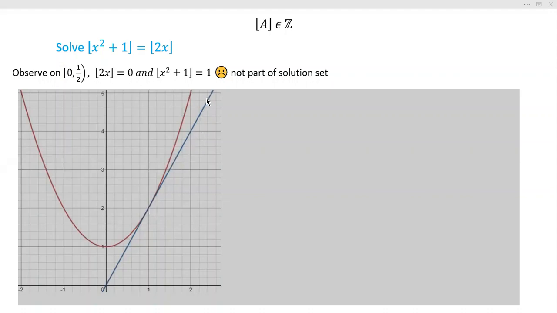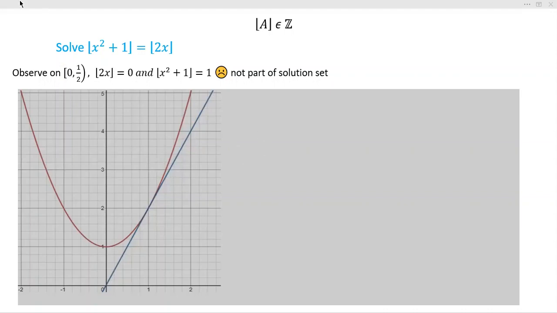And you would also know, if you sketch it by hand, that the blue line, which is the 2x line, is always going to be underneath the red graph, which is the x squared plus 1 graph. So again, you could come up with a decent sketch if you wanted to take the time. You could put it on graph paper and do a pretty good job. Turns out you don't need a perfectly scaled graph or a perfectly scaled sketch to perform this task.